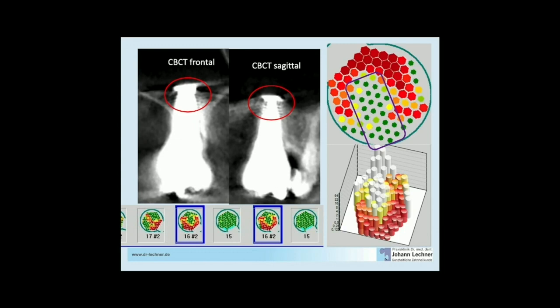But in contrast to the CBCT, you see below, around the implant in green, this is the bigger one, we have directly here these red spots. That means directly around the implant we have a chronic inflammation. And this chronic inflammation, of course, might be the cause of her facial pain.